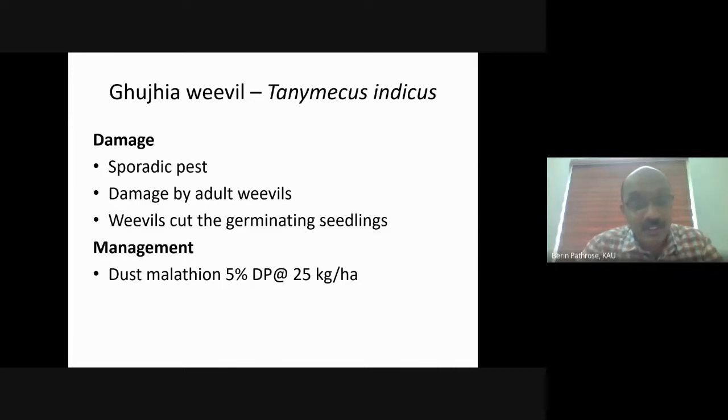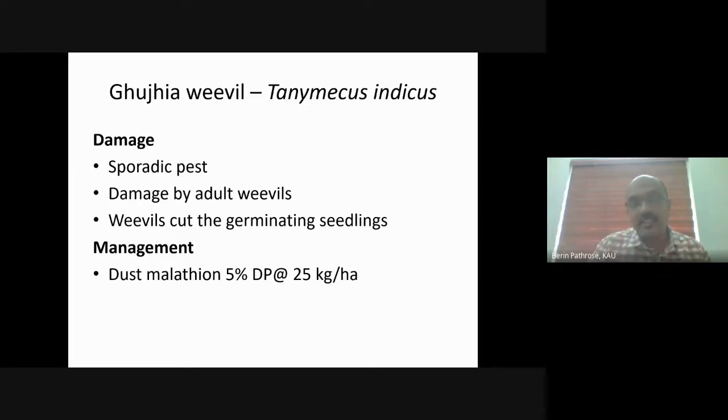This Gugia weevil, remember this name, because this is a pest which is seen only in wheat. You don't normally see it in other crops. It is a weevil pest which cuts the seedlings. So this is a seedling pest, attacking only the seedling stage. It is the adult weevils, not the grubs.